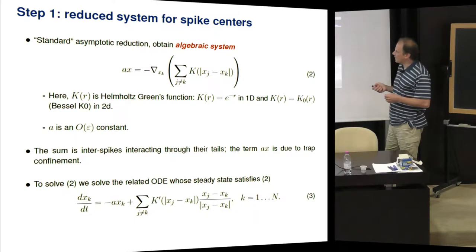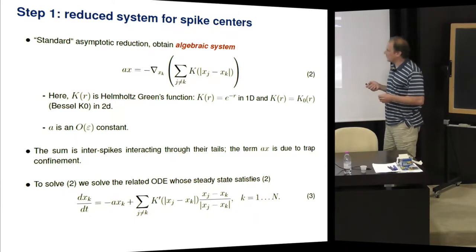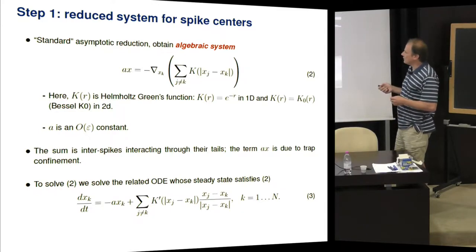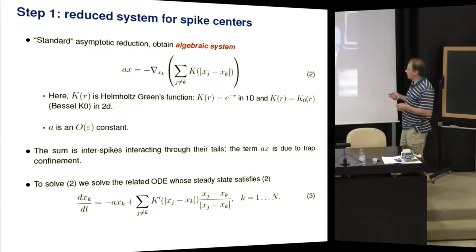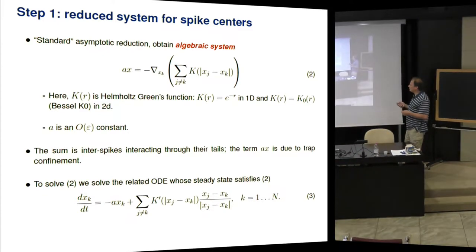And the locations will satisfy this kind of algebraic system of equations, which is fully coupled. So this K here, in one dimension, would be e to the minus r, and in two dimensions it would be the Bessel K0 function, which is the Green's function, in one or two dimensions, and it decays.